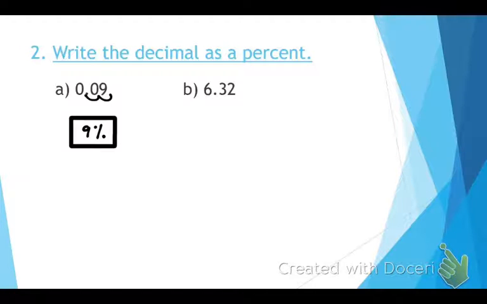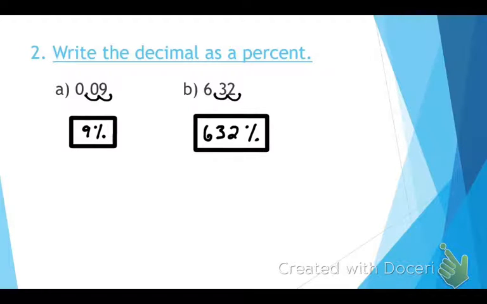Next one, Joseph, what should I do? Move it to the right twice. And what's your answer? 632%. 632% is the same thing as 6.32.